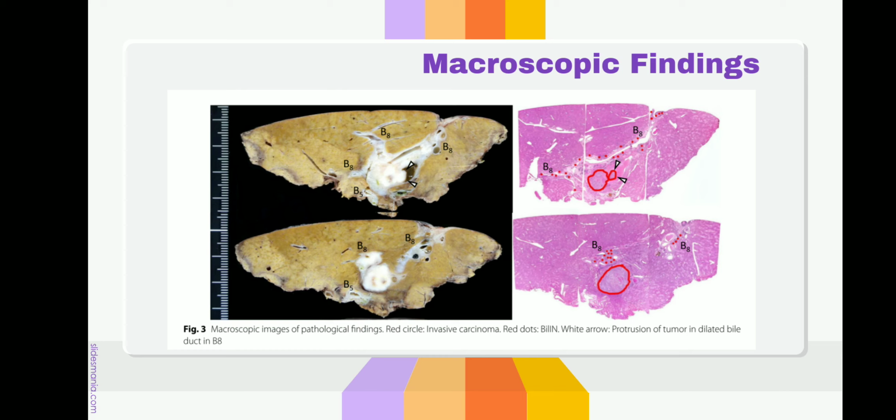root of B8. The cut surface of the tumor was whitish with irregular well defined borders, suggestive of mass forming cholangiocarcinoma. The bile duct walls in B8 peripheral to the tumor were dilated and thickened with tethering observed on the liver surface.